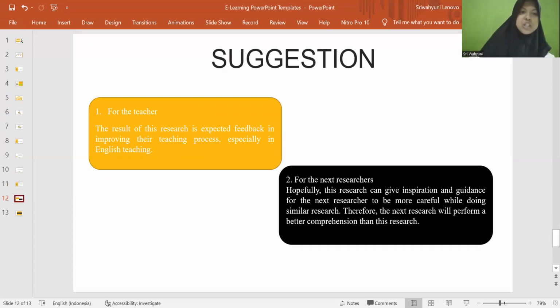Next one is education. For the teacher, the result of this research is expected to give feedback in improving their teaching process, especially in English teaching. The second one is for the researchers. Hopefully, this research can give inspiration and guidance for the next research to be more careful while doing similar research. Therefore, the next research will perform a better comprehension than this research.